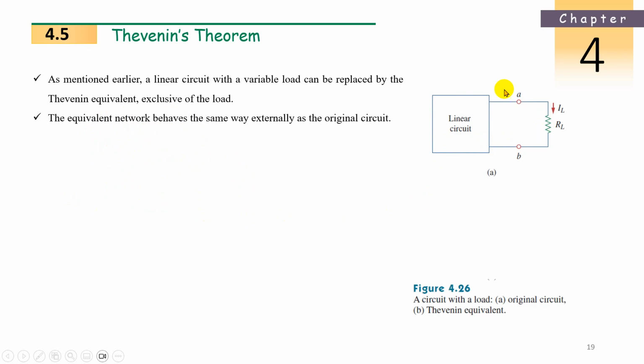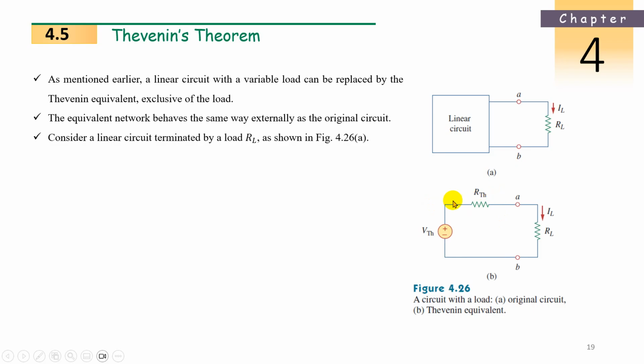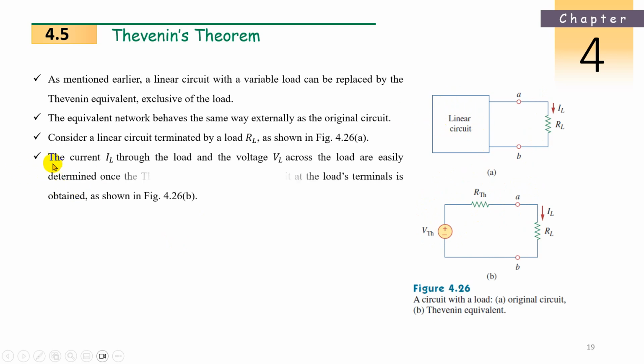Now see here. Once you find V Thevenin and R Thevenin, this is your RL, the load resistance. Consider the linear circuit terminated by RL. This is the RL load where we are connecting this linear circuit. For this linear circuit between terminals A and B, we have to find the Thevenin voltage source and resistance in series. This is called R Thevenin and this is called V Thevenin. RL is as it is. So this circuit will behave like the original linear circuit. So the current IL through the load and the voltage VL across the load.